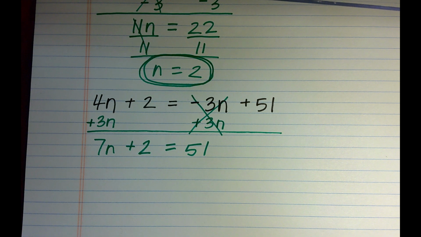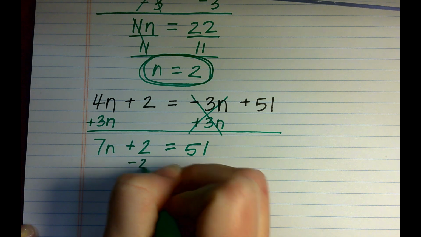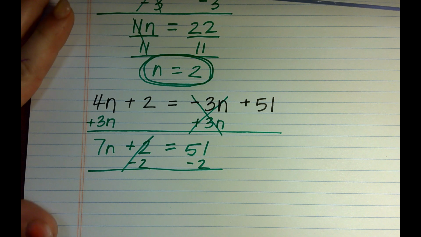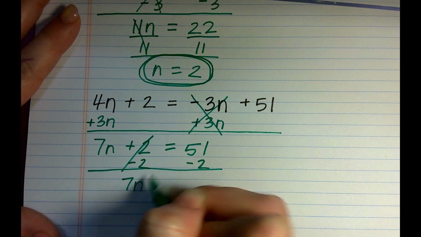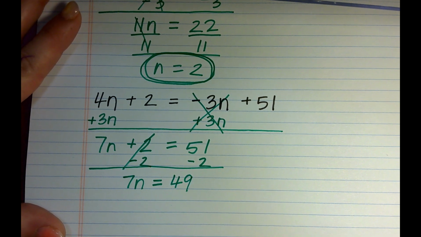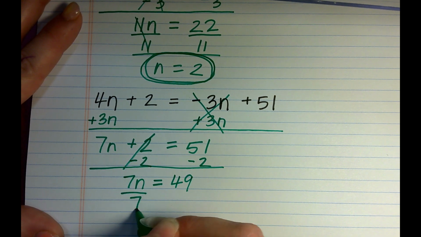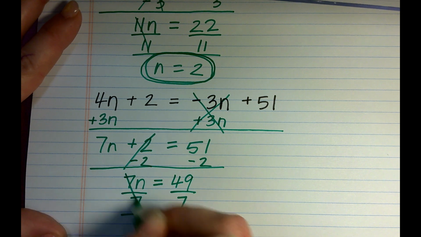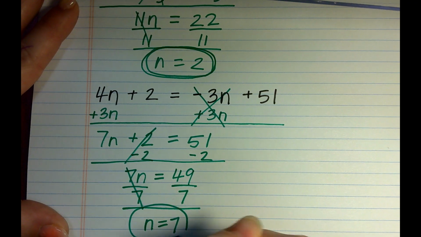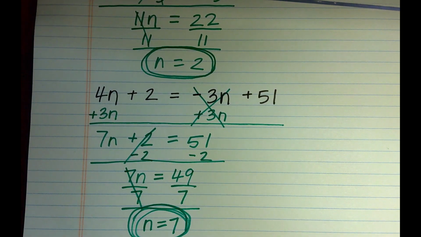All right, same process. Now we're moving on to the next step. You subtract 2 on each side. Perfect. Subtract 2 on both sides. And 2's cancel. Over here, your 7n equals 49. Then you divide by 7. Perfect. Divide by 7. N equals 7. Not bad. Great. Okay, so there's two examples.